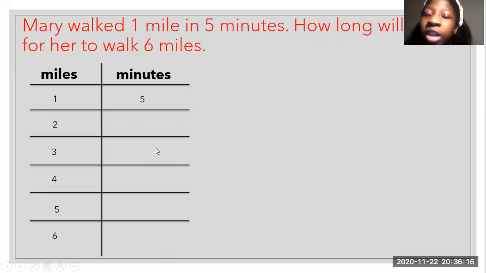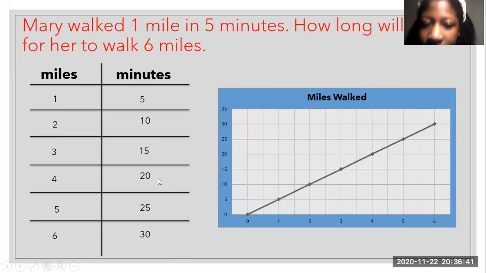So if she's keeping a constant rate, which is 5 minutes, she'll have 1 mile for 5 minutes. So 2 miles at another 5 minutes will give us 10. And then 3 miles will give us 15, add another 5, and so on. So we'll have 20, 25, 30. Now we have to make a chart. So we'll have miles as our x and minutes as our y. And this is the constant rate that she'll have. So we also know if she keeps walking, her seventh mile will be 35, and it'll just keep going until she gets tired, apparently.